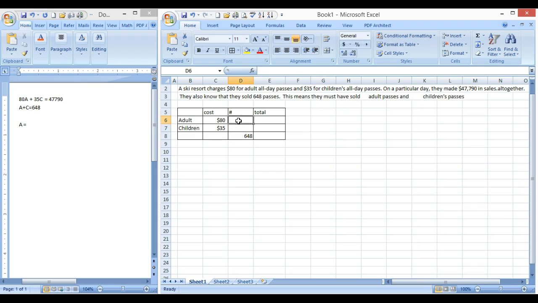So I need to come up with something to represent how many adult tickets and how many children's tickets. So we could do X and Y. I'm going to go ahead and do A and C. A standing for the number of adult tickets and C standing for the number of children's tickets.